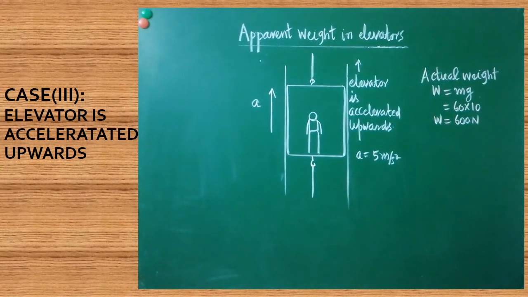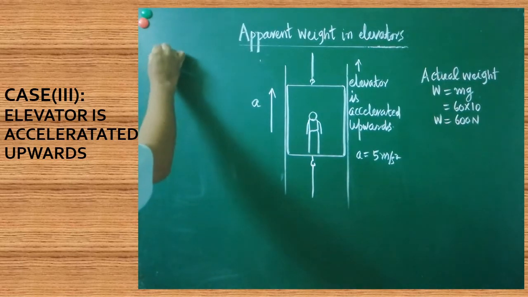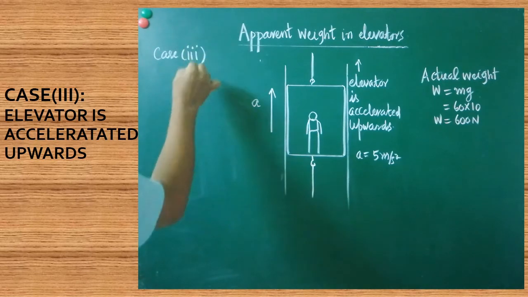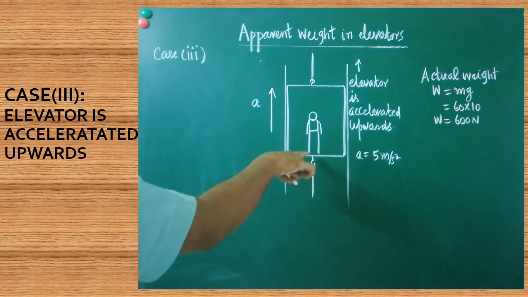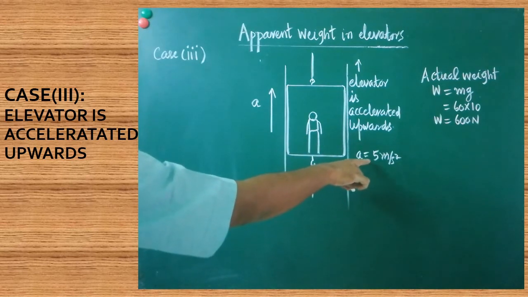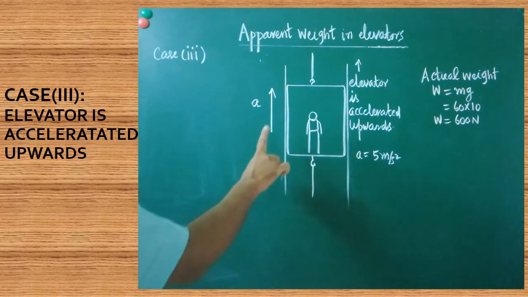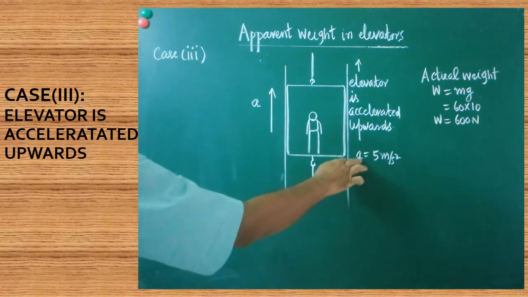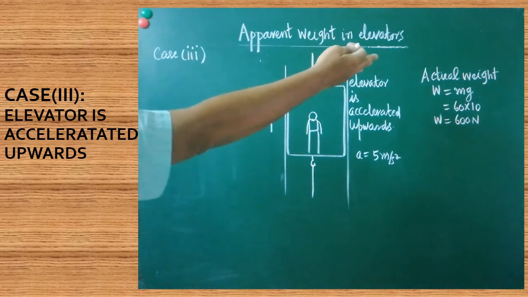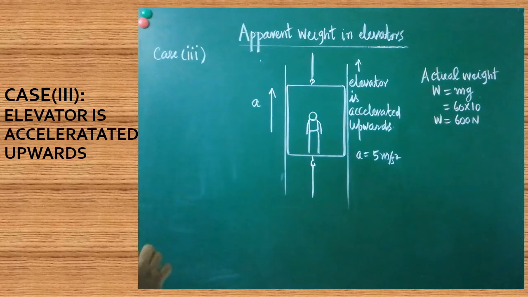Now we are going to see the case 3. In the case of case 3, look at the movement of the lift or elevator. In this case, the lift is moving in the upward direction and it is accelerated with the value of a is equal to 5 meter per second square. It is accelerated in the upward direction. I have given one typical value to calculate the apparent weight. Already we have known the actual weight of the person. How much? W is equal to mg. So here we will calculate the apparent weight of the person.